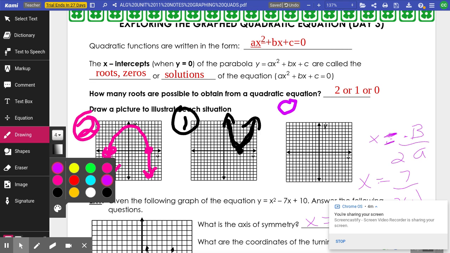What about never hitting? Well, that means there's no solution, which means if you were trying to solve it, hey, what's the answer? How many times do they have zeros? It would be no solution, imaginary numbers. So that would be, for example, this. See how it never hits? 0 solutions. Okay, or something like this, 0 solutions. Okay, so hopefully that helps you guys.